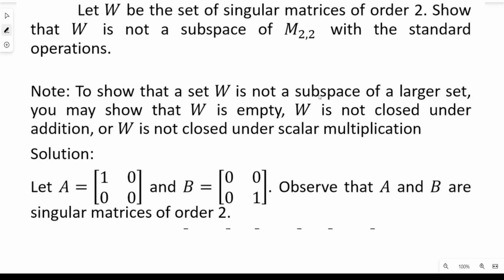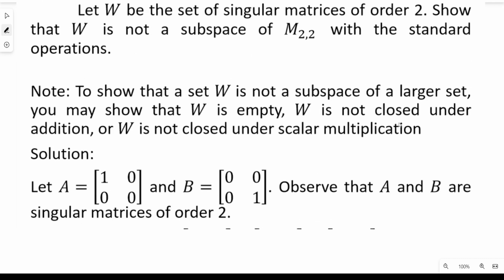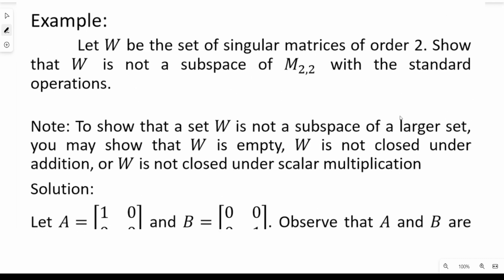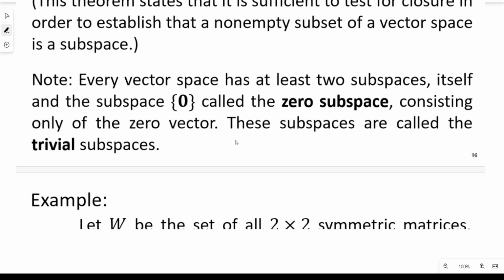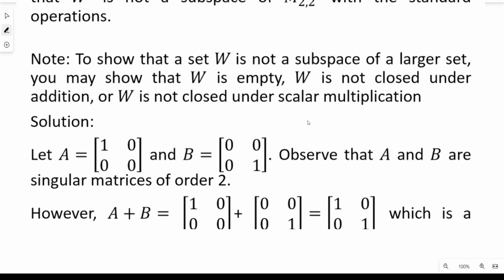Now, to show that W is not a subspace of any larger set, we may show that W is empty, or W is not closed under addition, or W is not closed under scalar multiplication. So in order to show that a particular set W is not a subspace of any space, you're just going to show the negation of our theorem, meaning that it does not satisfy any of the three conditions in this theorem. Meaning to say, it is empty, or it is not closed under addition, or it is not closed under scalar multiplication. That's the point of this statement right here.